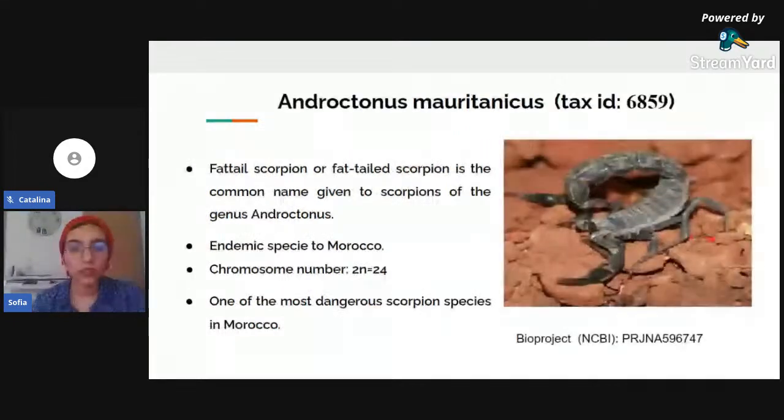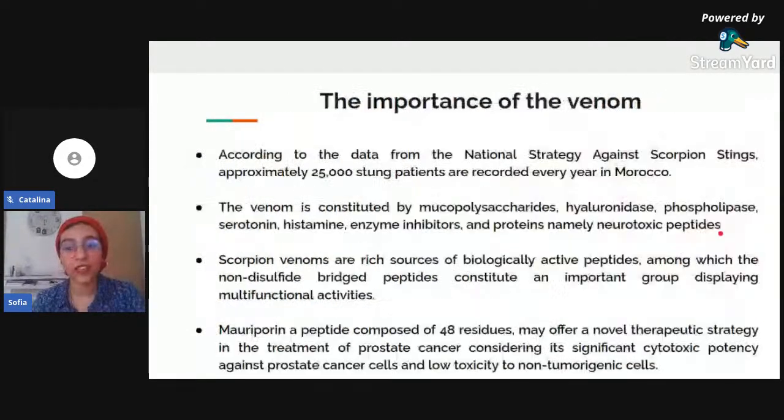So the Androctonus mauritanicus, also known as the fattail scorpion, is the common name given to scorpions of the genus Androctonus, which are endemic to Morocco. This scorpion has a chromosome number equal to 24 and is one of the most dangerous scorpion species in Morocco, as the national strategy against scorpion stings reported that approximately 25,000 stung patients are recorded every year in Morocco.